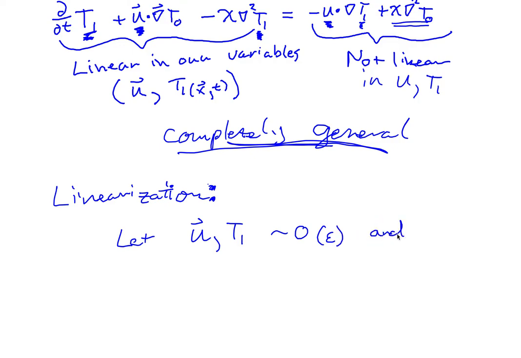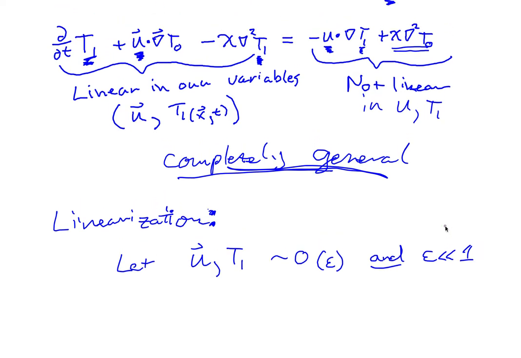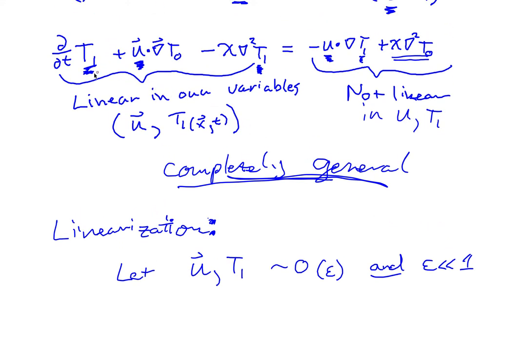And let epsilon be some small number, very much less than 1. Okay, so now looking at our terms, we have things that are the size of our solution variables, t1 and u, and the Laplacian of t1. These are all the same sort of size as our solution variables.